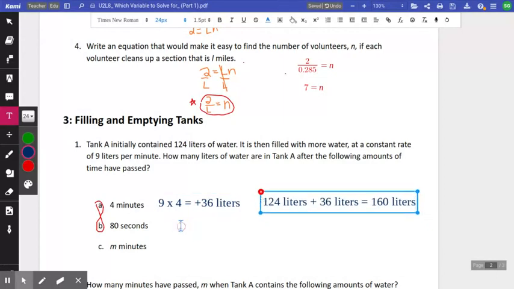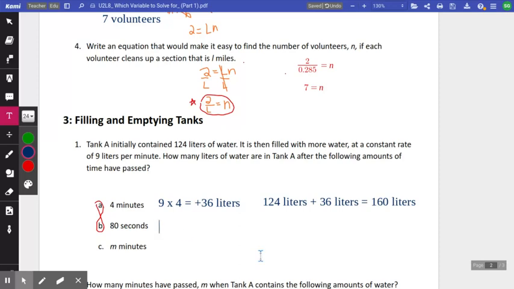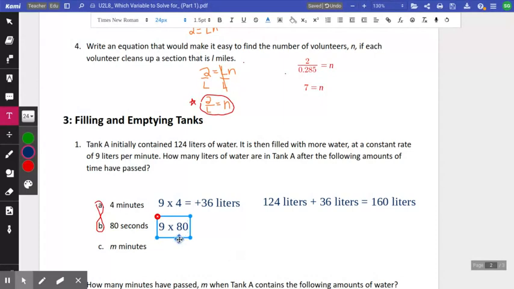Now for the second one here, they tell us 80 seconds. It might be tempting to start off the same way and say, okay, well, that's 9 times 80. But that is not what we want to do here. Think about it. Why wouldn't I want to do 9 times 80? Well, we're given that it's increasing or being filled at a rate of 9 liters per minute. And I'm trying to emphasize that word minute here. If you do 9 times 80, you are calculating how much water has been added after 80 minutes, not 80 seconds.